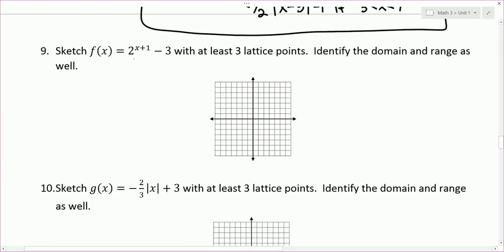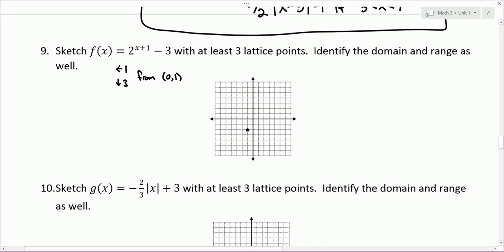So the parent graph of all exponential functions goes through the point 0, 1. This particular function, f of x, has been translated left 1 and down 3. And remember, this is from the point of the parent graph at 0, 1. That's the y-intercept of the parent graph. So from 0, 1, I'm going to go left 1, down 1, 2, 3.